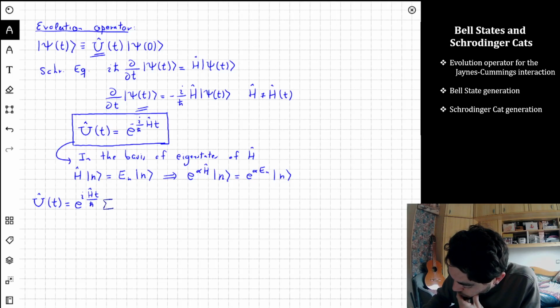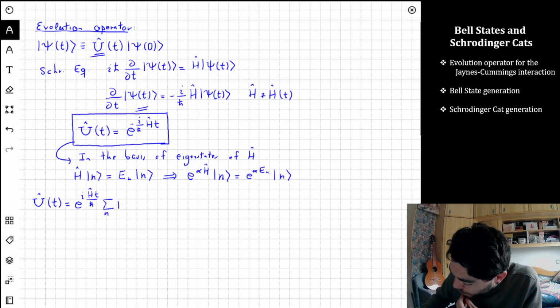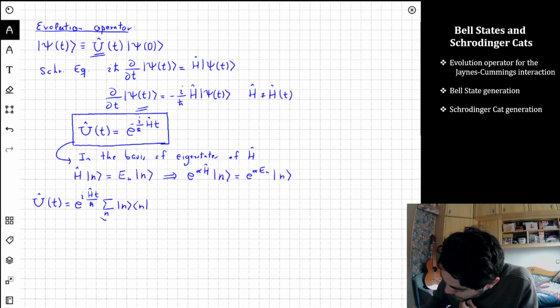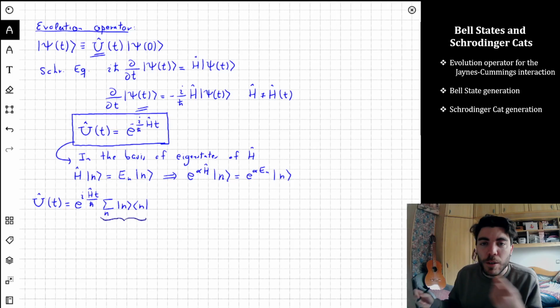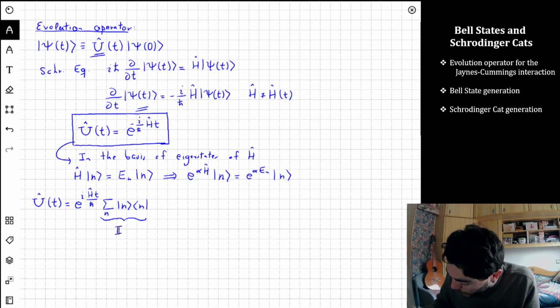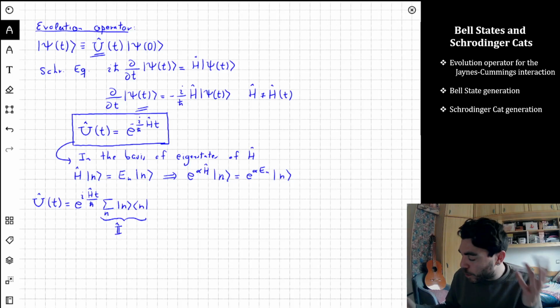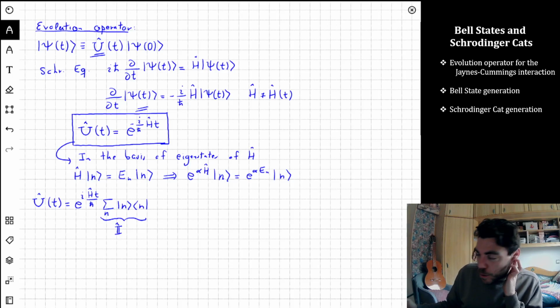And now here we insert the identity, in this way. This operator here is projecting onto all the possible eigenstates, and if the eigenstates of the system form a complete and orthonormal set, then they define a basis. So all of this is just the identity operator. This is an identity expression that is widely used in all of quantum mechanics in order to make some calculations.